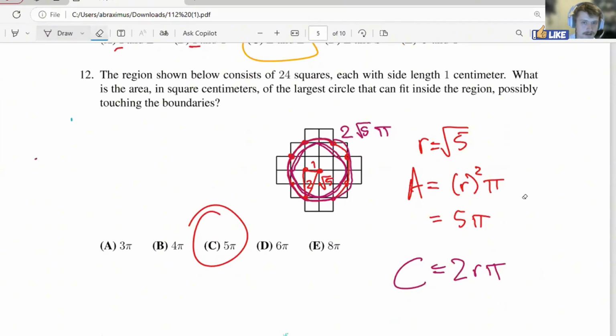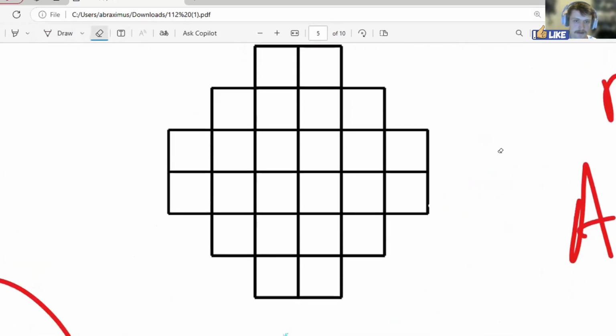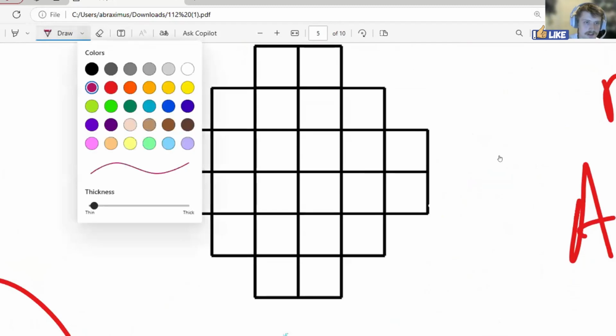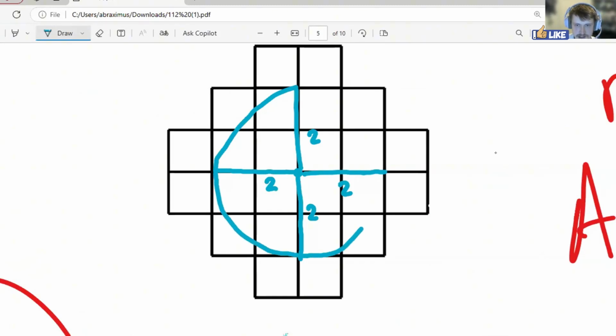So let's zoom in real close. Okay, so this shape is symmetric, so the center of the largest circle is going to be at the center. This right here is 2, right? So this is 2, this is 2, this is 2. But this circle doesn't even touch the outside of this shape. Maybe I could draw that a little bit better. But it never touches any of the corners.